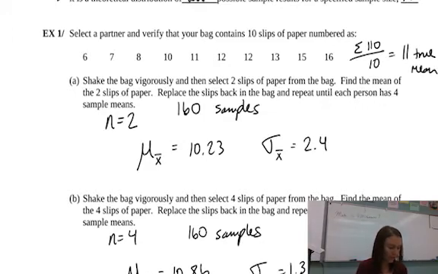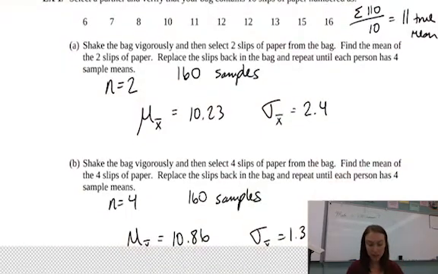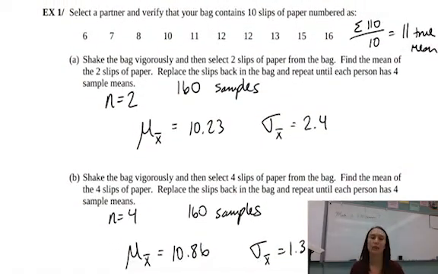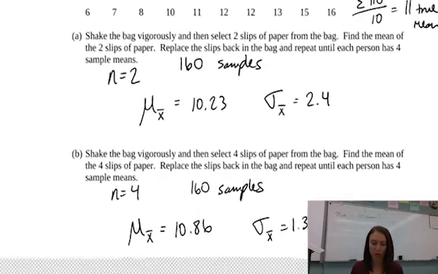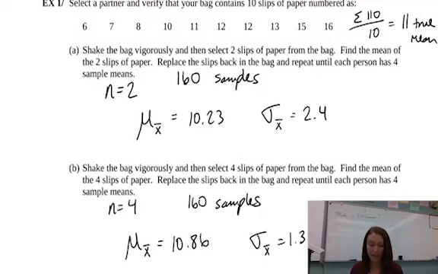So what you can see here in this example is a couple things. We actually got pretty close to the true mean just by taking out 2 pieces of paper and finding the mean of those 2 because we had enough samples. But as we increased our sample size to 4 instead of 2, we got even closer to the true mean. And the standard deviation got less. So our sample means became more consistent as well, and closer to the true mean, or at least closer to 10.86.